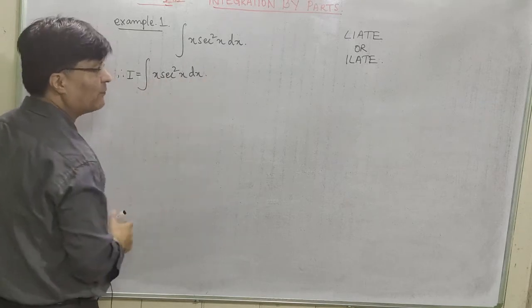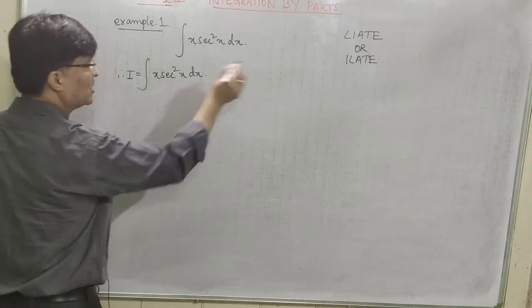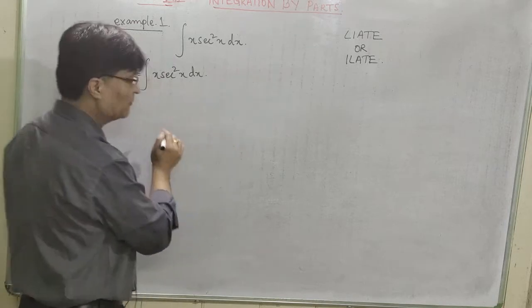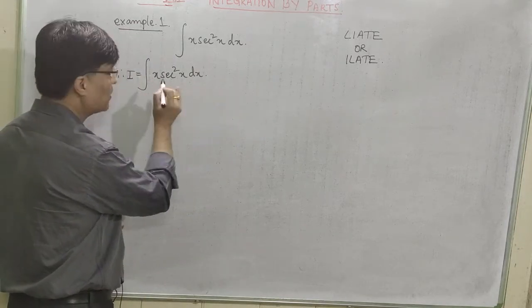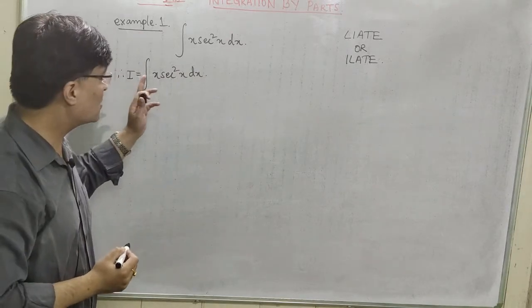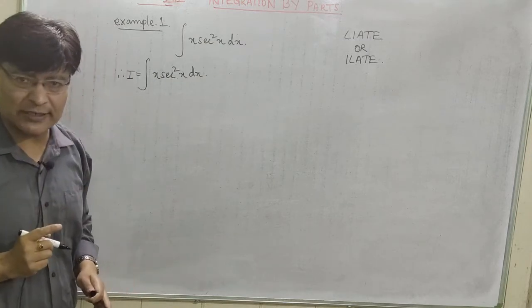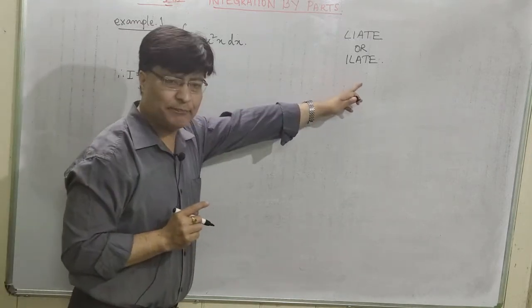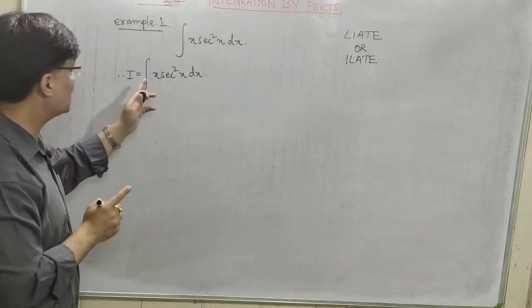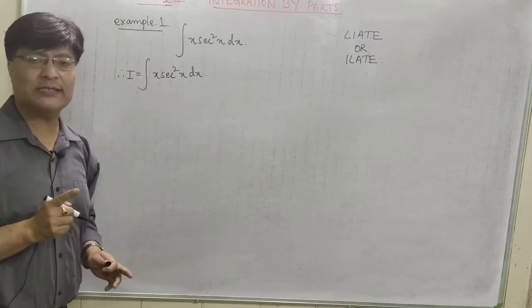What is x? x is an algebraic function, that is A. Sec square x is a trigonometric function, that is T. Which letter comes first in the word ISLET or LIET? A comes first, isn't it? Among these A and T, in this word ISLET or LIET, A comes first. So this A is the first function. That is, x is the first function and sec square x is the second function.